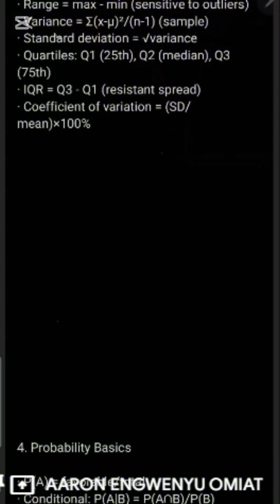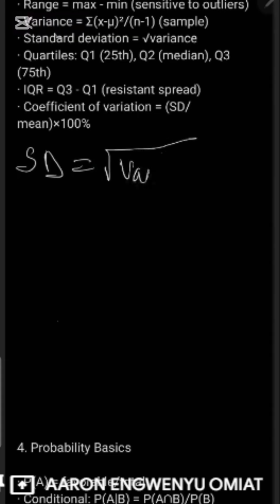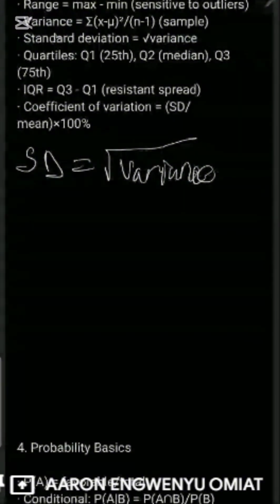To standard deviation. Standard deviation, sometimes called SD, is simply the square root of the variance. So after you've calculated your variance as shown above, its square root gives you the standard deviation.